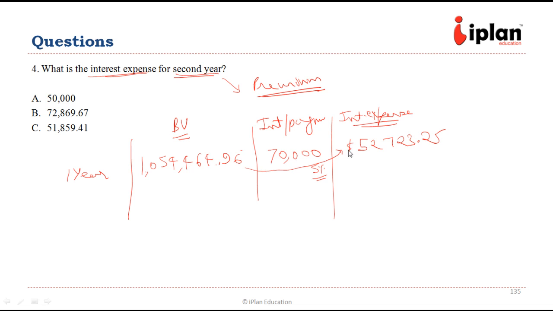Now the difference between these two is going to be the amortization for the first year. This amount has to be amortized, which is to be subtracted from the book value. Since it is a premium, it will be subtracted from this book value.